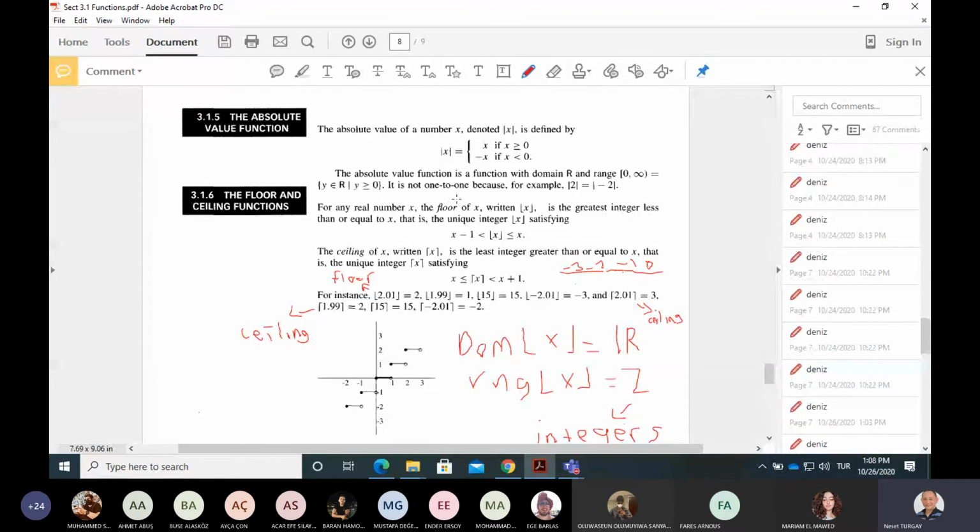It is not one-to-one, because can you see that the absolute value of 2 is equal to the absolute value of minus 2, but 2 is not equal to minus 2. So it is not one-to-one.